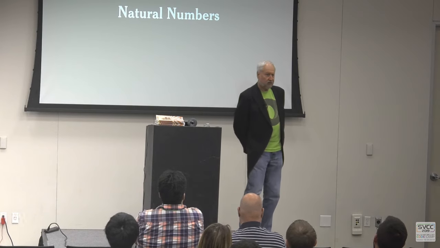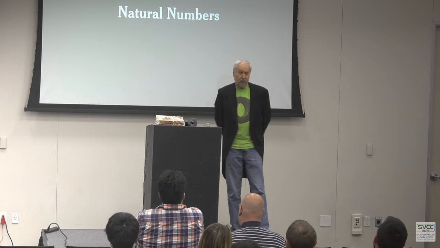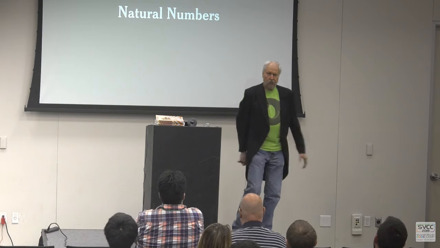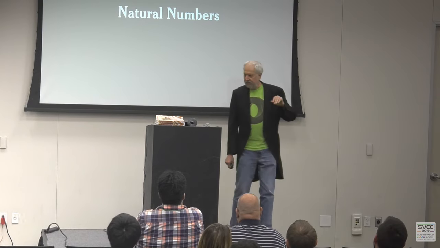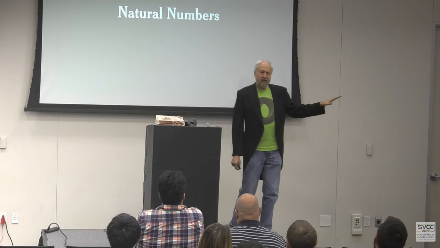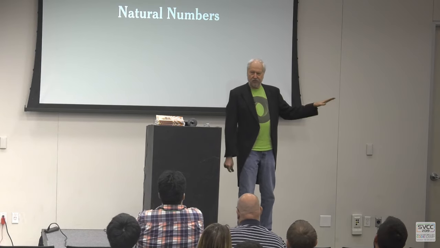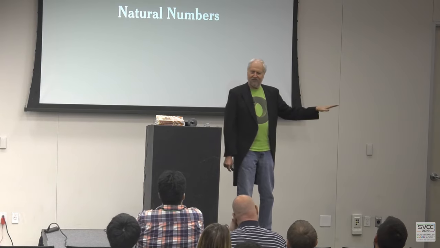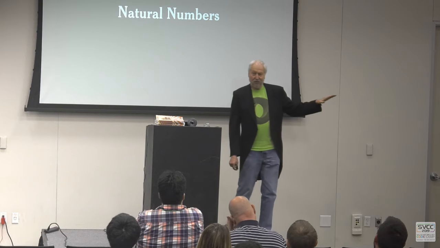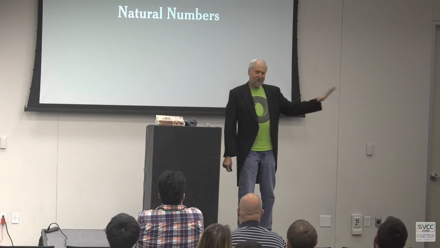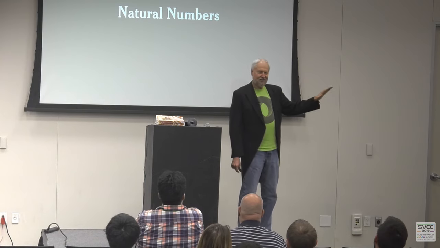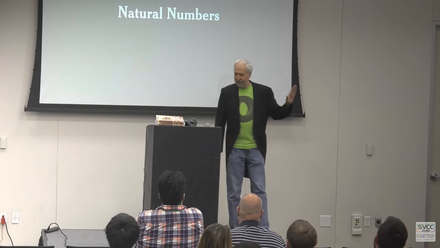We'll start with the natural numbers. These are sometimes called the whole numbers or the counting numbers, you know, 1, 2, 3, and so on to infinity. There's still controversy as to whether or not 0 is a natural number. I would have thought that they'd figured this out a long time ago. The correct answer is yes, 0 is a natural number. But there's still a lot of textbooks that say the first natural number is 1.